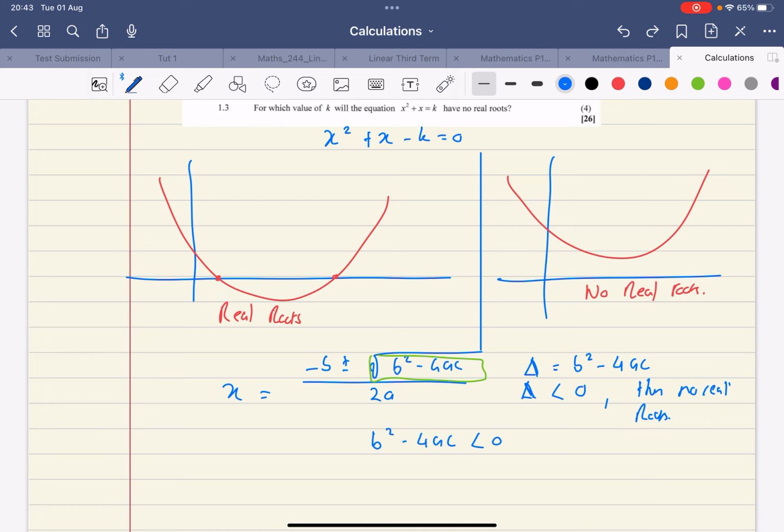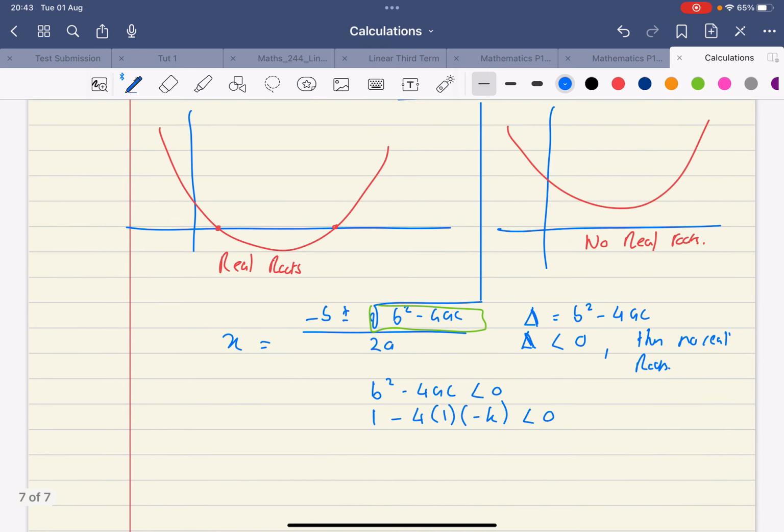Okay, so we've got our quadratic here, and we've already got b, and we've already got a. They're both 1. So this becomes 1 squared minus 4. a is also 1, and c is the minus k. So we're trying to find this inequality: 1 minus 4 times minus k smaller than 0. And that becomes 4k is smaller than minus 1, which means that k is smaller than negative 1/4.